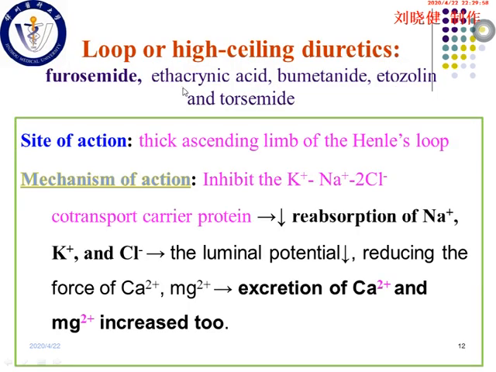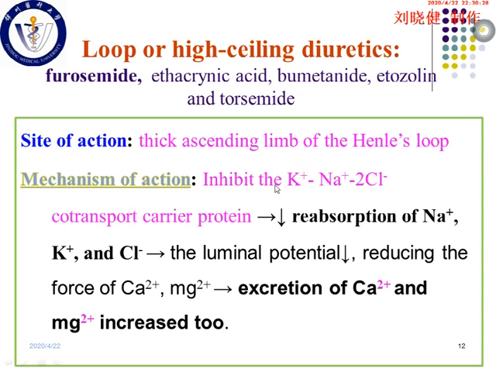This drug acts on the thick ascending limb of the Henle loop. Just now I introduced this segment. It determines the diluting and concentrating function of the kidney to urine. So loop diuretics act here. They have the most potent diuretic effects.